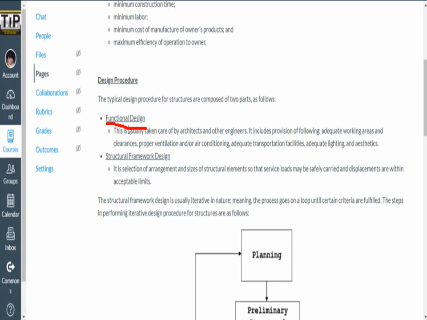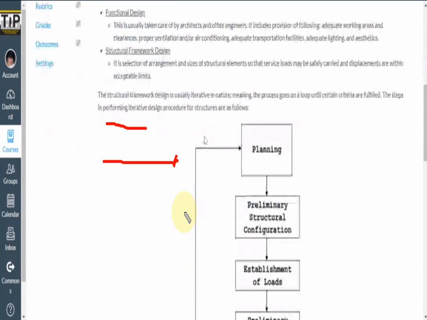Okay, the one that we are concerned with is the structural framework design, the arrangement and sizes of structural elements so that it satisfies the code requirements. No? So it carries the required loads. It will not go beyond the certain serviceability requirements and so on. Okay. Now, we will focus more on the structural framework design.